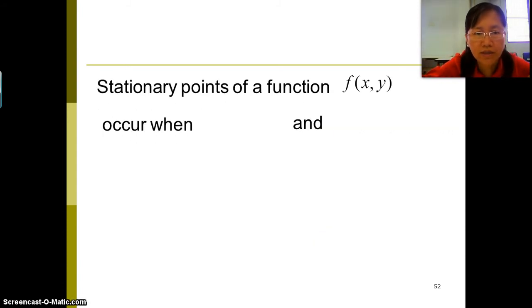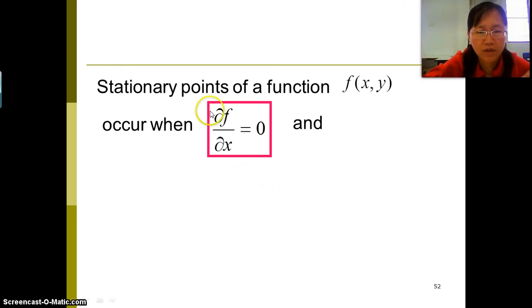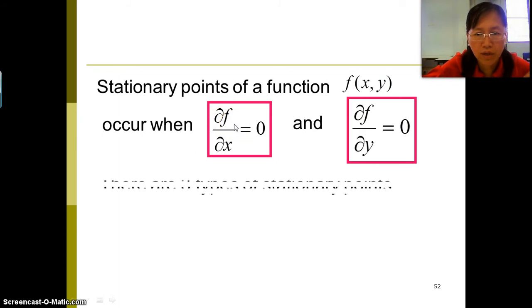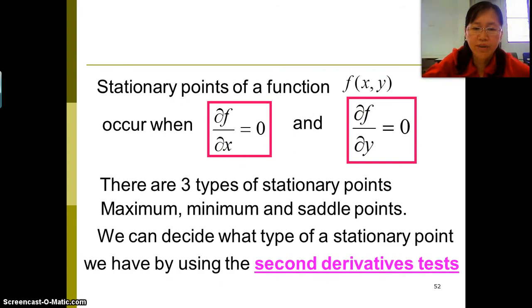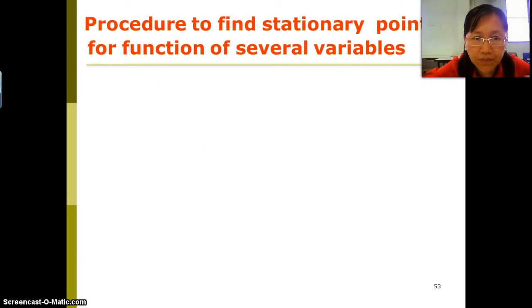So how do we find a stationary point? A stationary point occurs when the first order partial derivatives, del f over del x equals 0 and del f over del y equals 0. There are three types of stationary point: maximum, minimum, and saddle point. We can decide which type we have using the second derivative test.